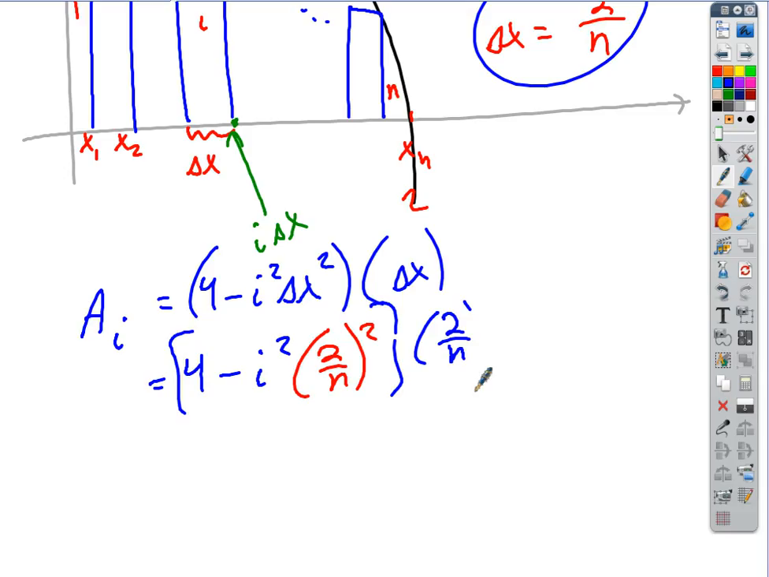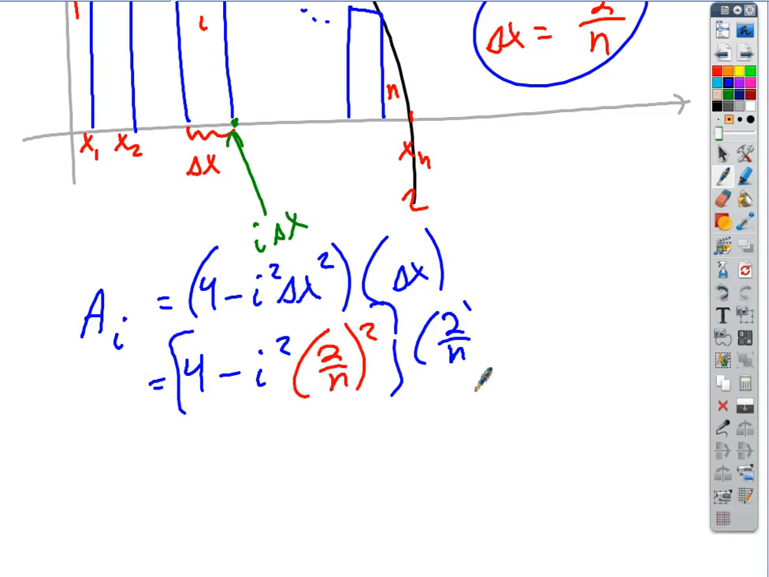What's the only unknown in that whole thing? Well, n, I guess, right? How many rectangles? We have to determine that, but we can set it and say it's going to be 100. Once I set the number of rectangles, the area of the ith rectangle only depends on i. How about that? So I should be able to add those up.